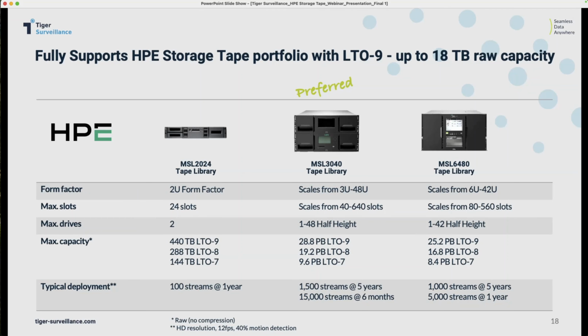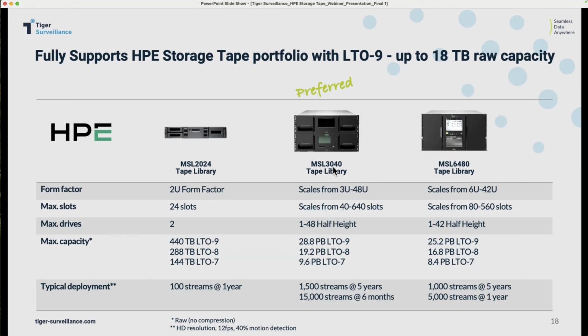In terms of the libraries themselves, HP offers, let's say, 3 main libraries that are available from HP. There's a small form factor, a 2U, which for typical deployment, you can think of this as being good for approximately 100 streams of camera, and we're talking HD resolution. So typical HD resolution, 12 frames per second, 40% motion detection. So 100 streams of cameras, you could store up to 1 year of recording on a small 24 slot library with two tape drives.